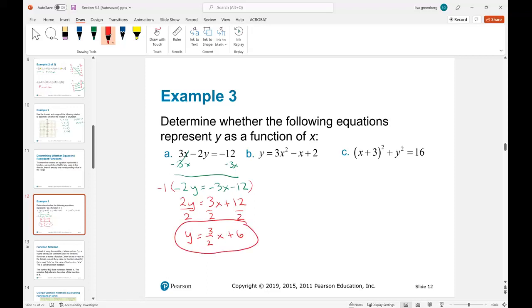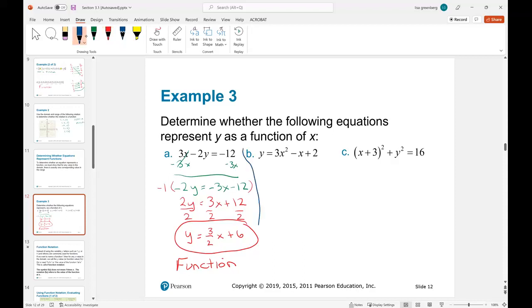Okay, so this is a function because no matter what value I put in for x, I'm going to get one y. There's no x that I can put in that would give me 2 different y values, right? I'm only going to get one y value from this. So this is a function.